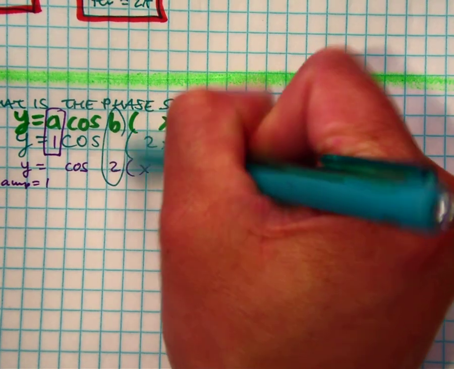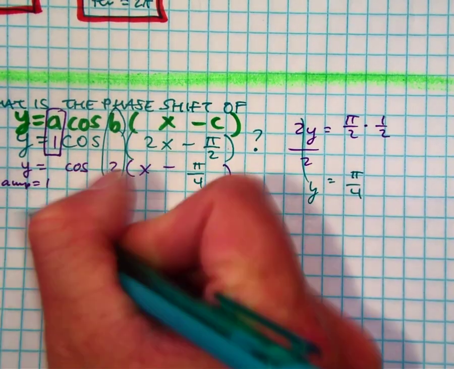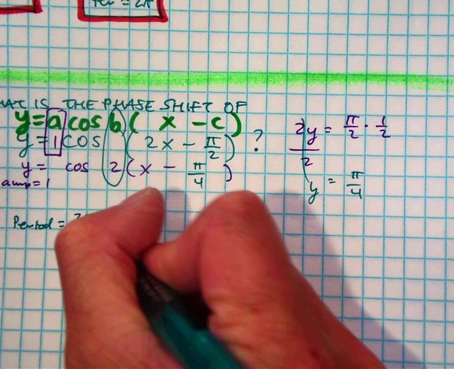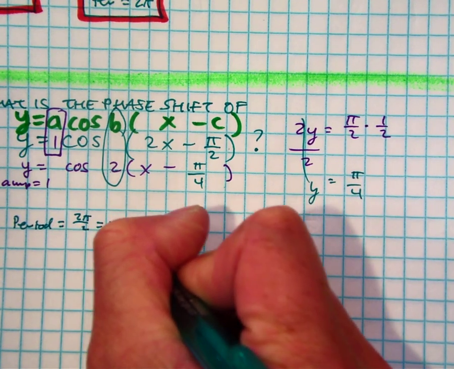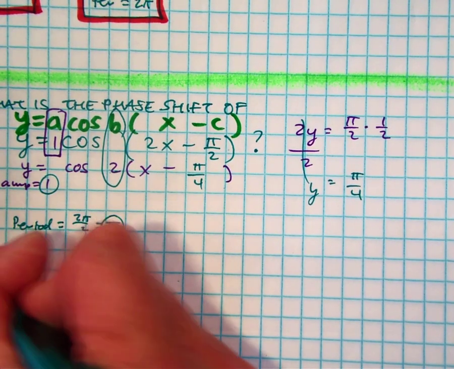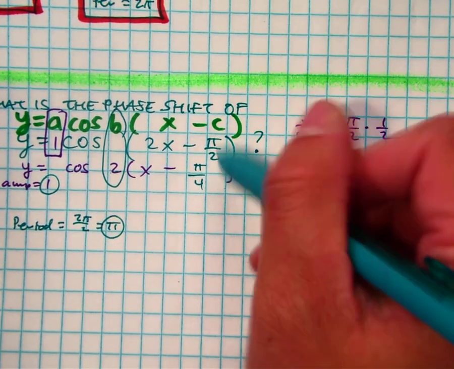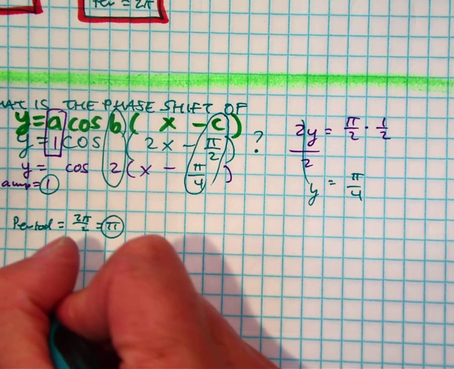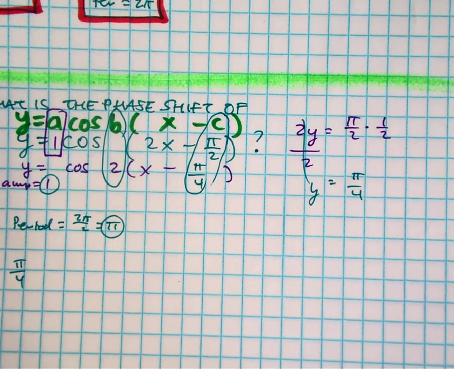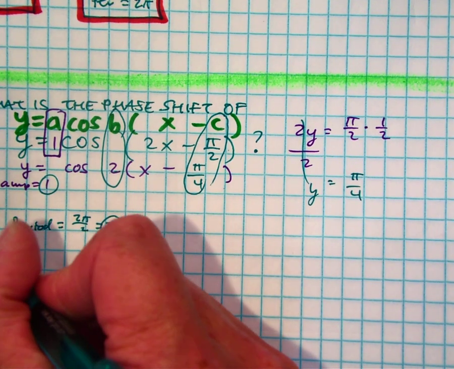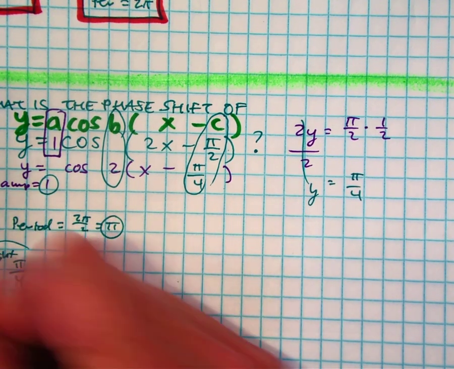Your b value is equal to 2, which means my period is going to be equal to pi. And then my c value is going to be pi over 4. Pi over 4. Is that left or right? Right. That'll be pi over 4, so right, pi over 4.